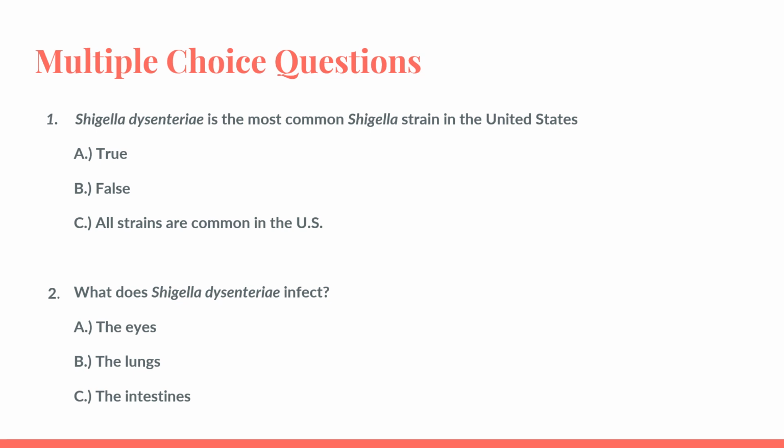Okay, number 1. Shigella dysenteriae is the most common Shigella strain in the US. A, is it true? B, is it false? C, all strains are common in the US. Number 2. What does Shigella dysenteriae infect? A, the eyes, B, the lungs, or C, the intestines?